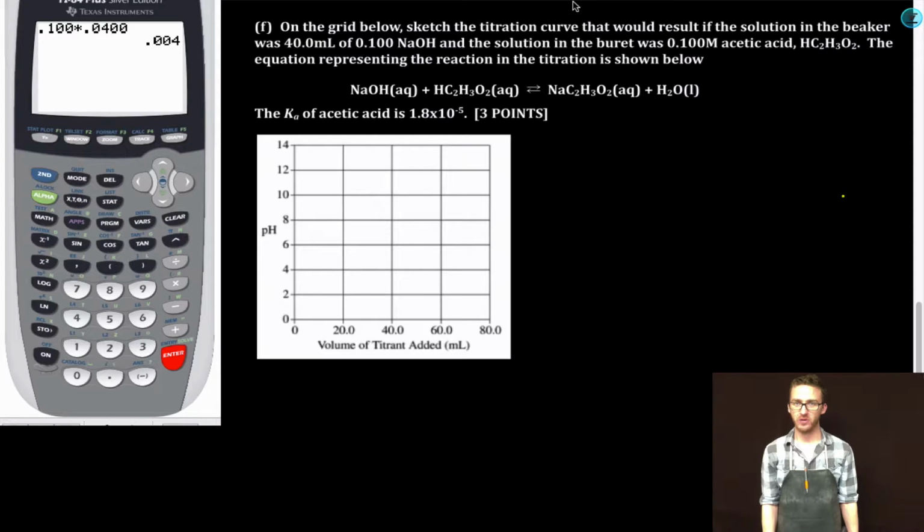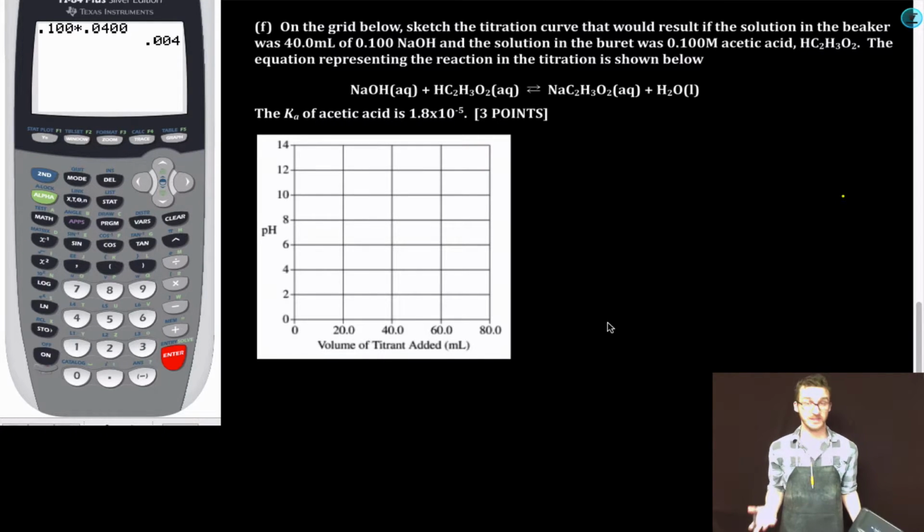Finally, part F. On the grid below, sketch the titration curve that would result if the solution in the beaker was 40 mL of 0.100 molar sodium hydroxide and the solution in the burette was 0.100 molar acetic acid. The equation representing the reaction in the titration is shown below. The Ka of acetic acid is 1.8 times 10 to the minus 5.